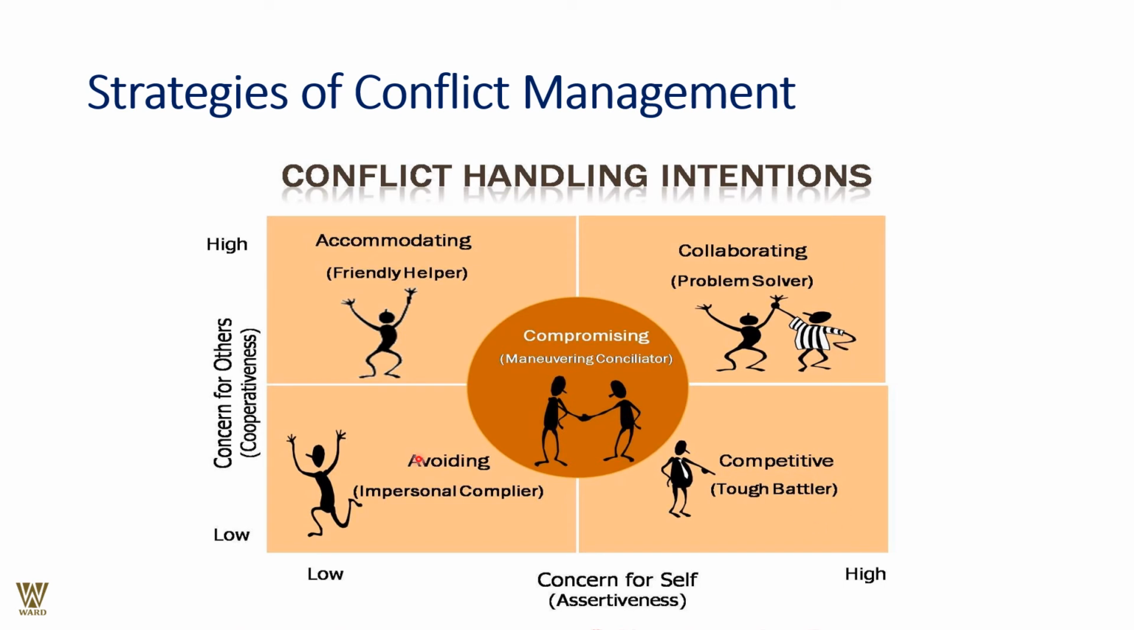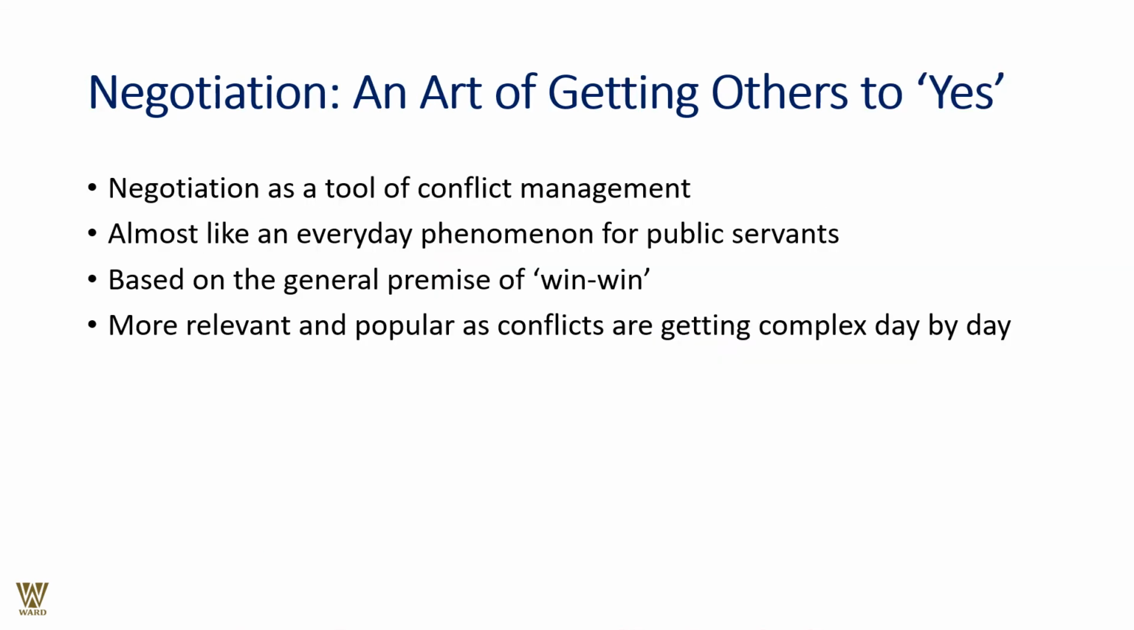But then I lose, you lose; I win, you lose; or you win, I lose is not the ideal situation every time. Can we have a middle of the road policy, something called compromise, in which I win a little, you also win a little, or I give up something, you also give up something, or I lose a little, you also lose a little? That is the compromise factor, and that is the strategies of conflict management.